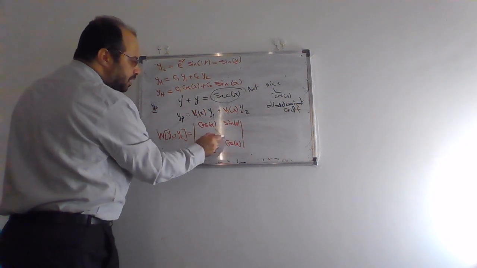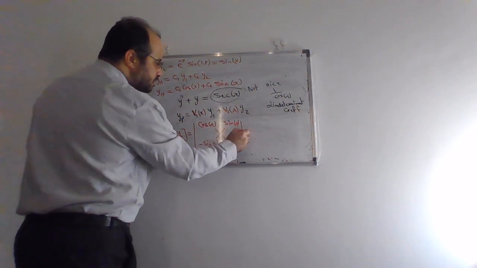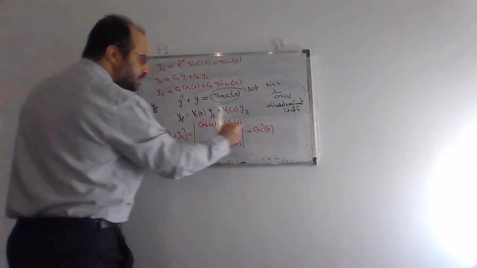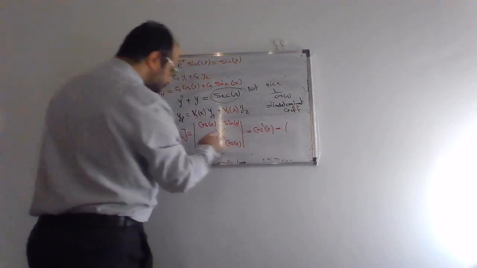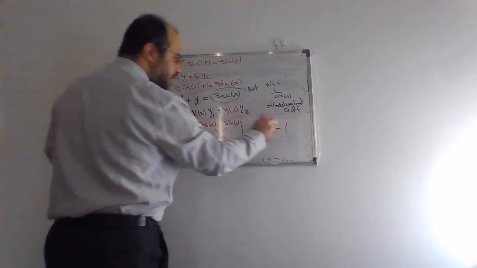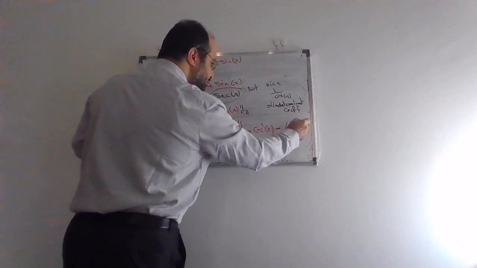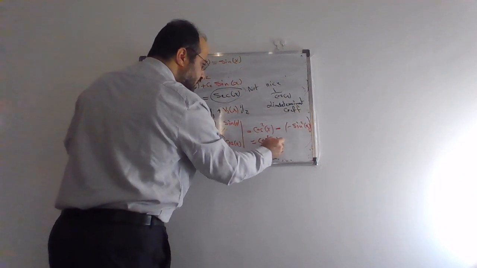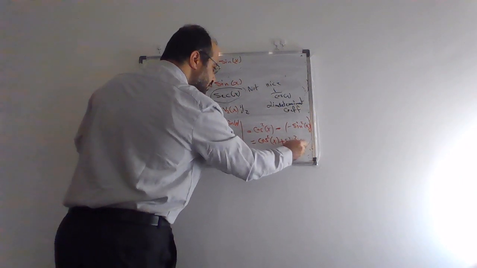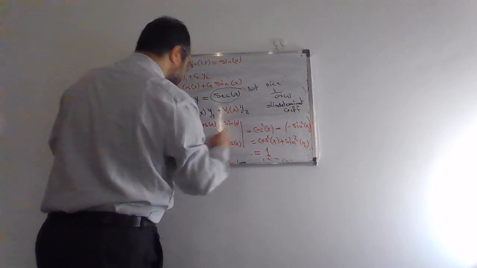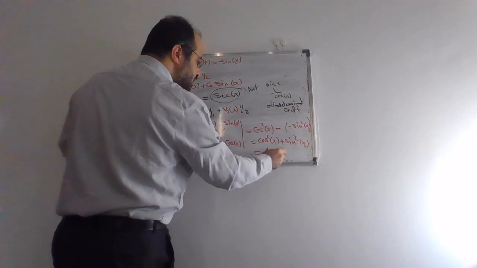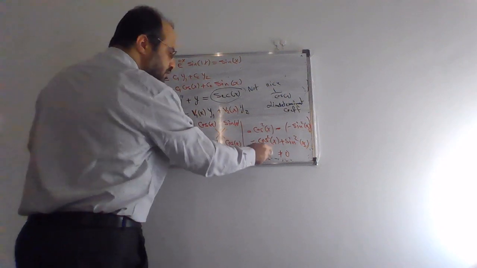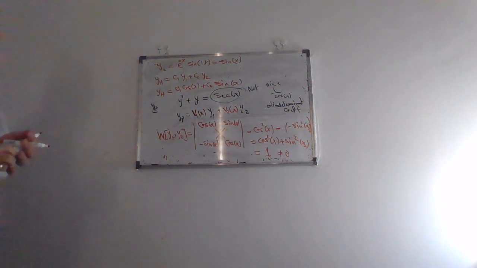When you multiply, cosine times cosine gives cosine squared. There's a minus here, and when you multiply minus sine times sine, you get minus sine squared. Finally you get cosine squared x plus sine squared x, and this is 1. Of course this will not be 0, because y1 and y2 build the homogeneous solution and they should be linearly independent. Now you got the Wronskian.